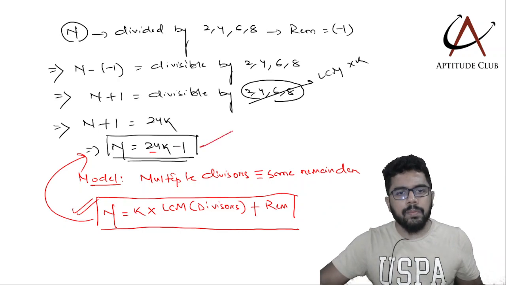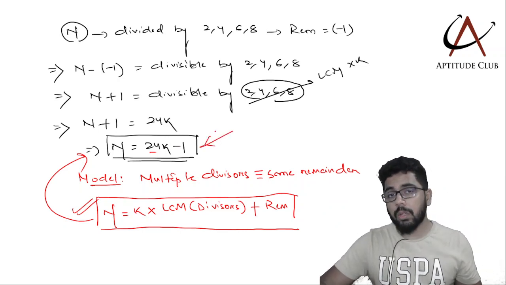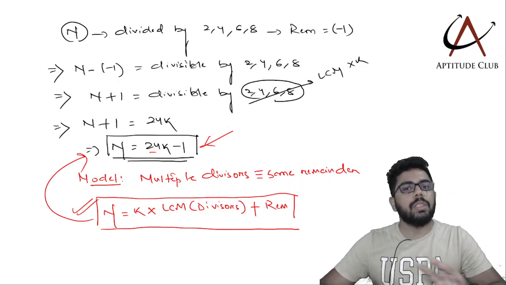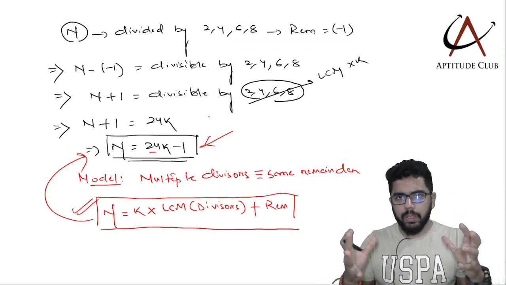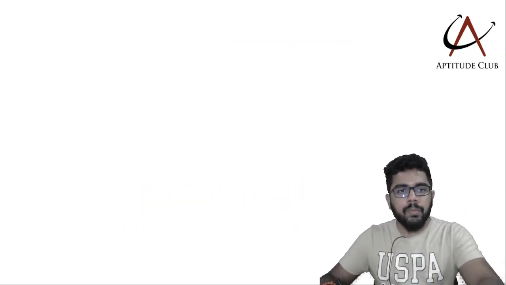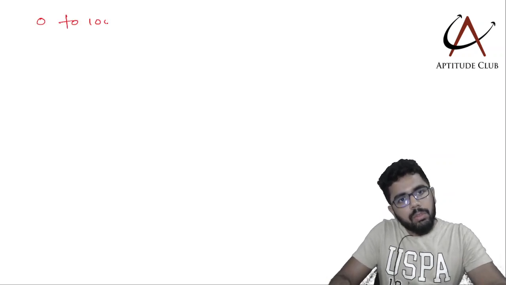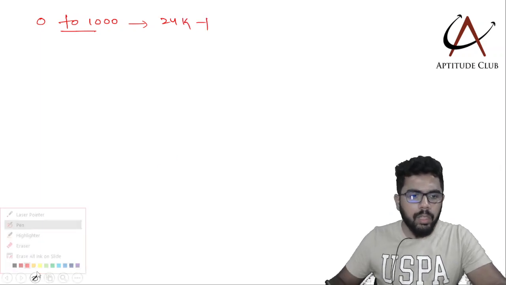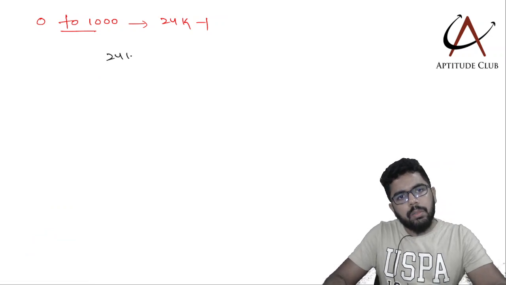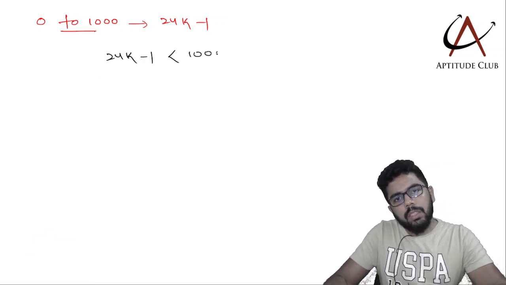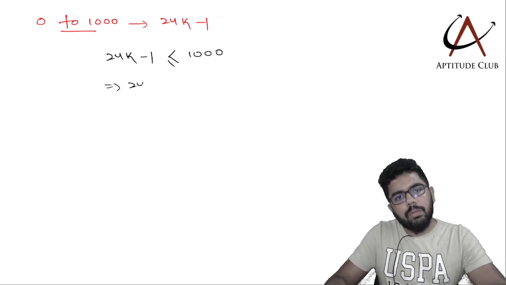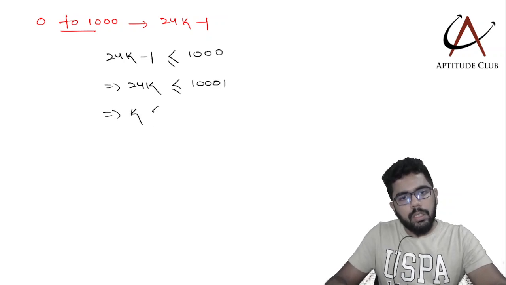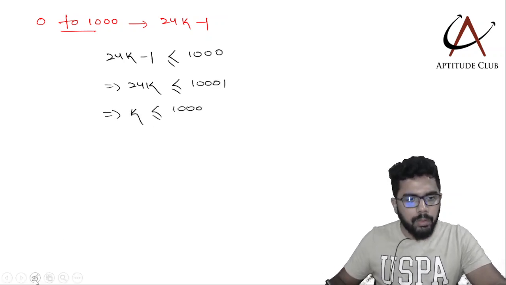24k minus 1. That means all numbers in the form 24k minus 1 will leave a remainder of 1, 3, 5 and 7 respectively when divided by 2, 4, 6 and 8. So that part we have figured out, the structure of n. Now the next step is to see how many numbers from 0 till 1000 will be of the form 24k minus 1. So we can solve this in a very easy manner. The 24k minus 1 should be less than or equal to 1000. So 24k is less than or equal to 1001. That means k is less than or equal to 1001 by 24.